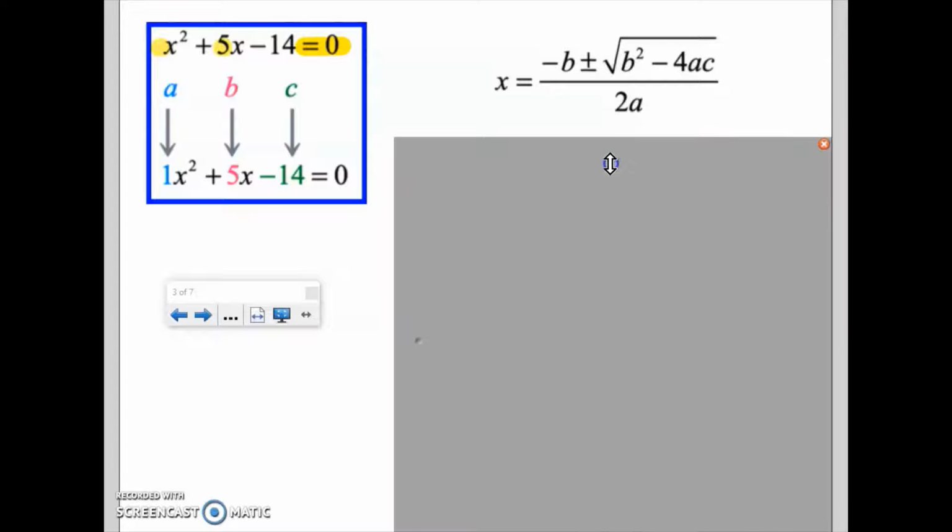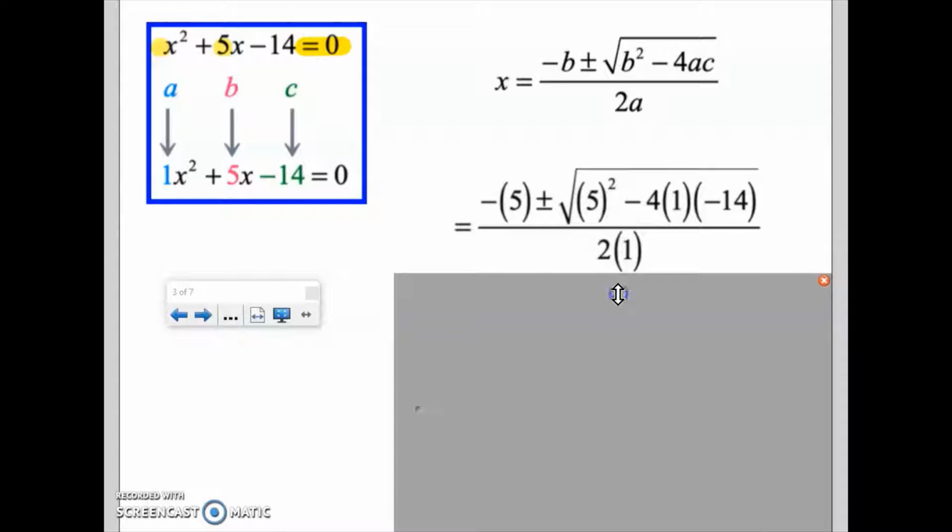Here is the quadratic formula. I've written it out. Now I'm going to go ahead and do the substitution. So you can see every time there was a b, I've substituted in 5. Every time there was an a, I've substituted in 1. And every time there was a c, I've substituted in negative 14. I'm just going to go ahead and tidy this up a little bit. Remember, the calculator will help you with that.